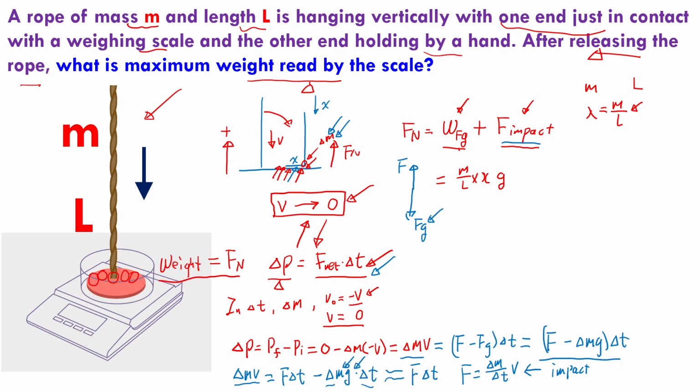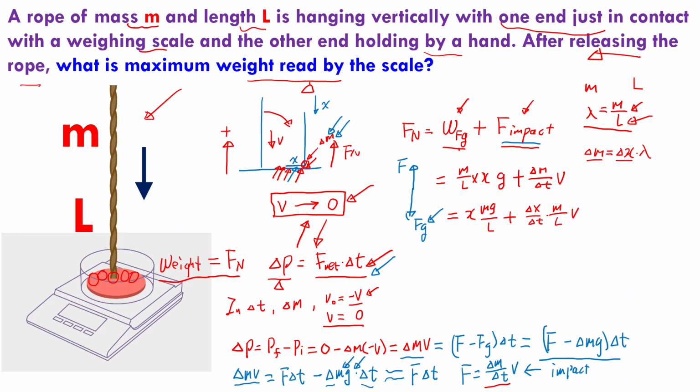And then how about this impact force? This impact force, we got it right here, which is delta m over delta t times v. Because we have defined the linear density, we know this delta m can be expressed as delta x times linear density. So the longer the rope, the larger the mass, right? So this equation can be written as x times mg divided by L plus delta x over delta t times lambda, which is mass over length, then times velocity.